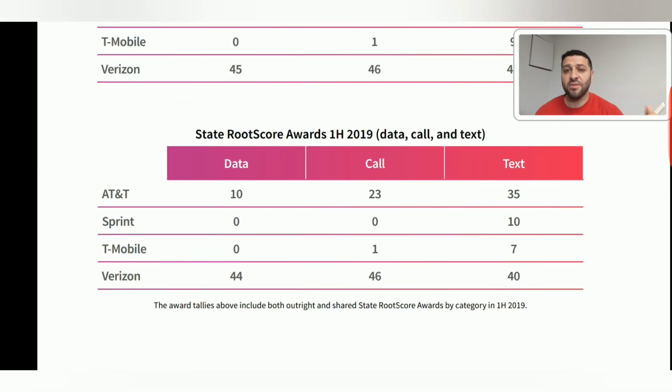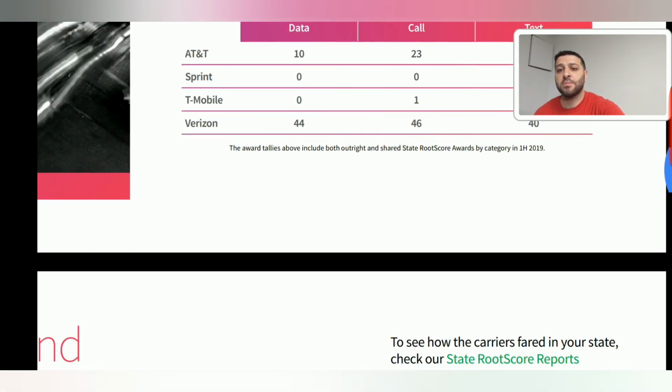And then you have the state RootScore awards for data, call, and texting as 3 individualized segments. AT&T with quite a few, Verizon with the most. Sprint took home 10 on texting, and then T-Mobile took 7 state breakdowns for texting and then 1 for calling. All right, let's go to the next page.